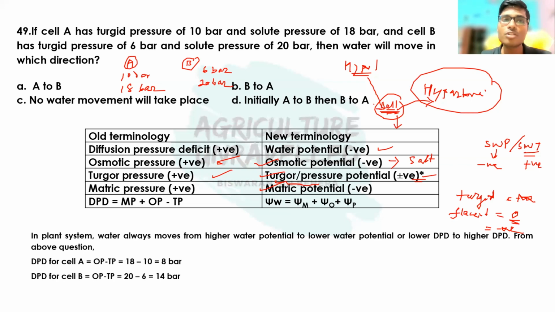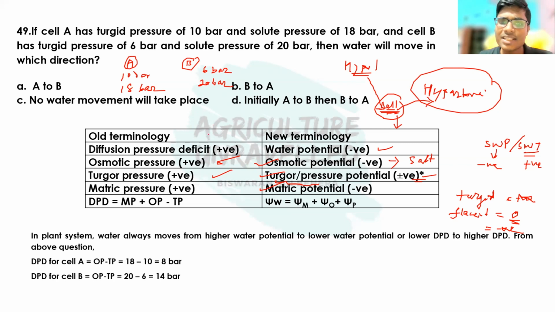So this is all about turgor pressure, and the turgor pressure is always positive, and the value of turgor potential or pressure potential may be positive or negative depending on the cell type. In case of a turgid cell, the value of turgor pressure or pressure potential is positive. In case of a flaccid cell, it is 0, and in case of a plasmolyzed cell, it is negative.